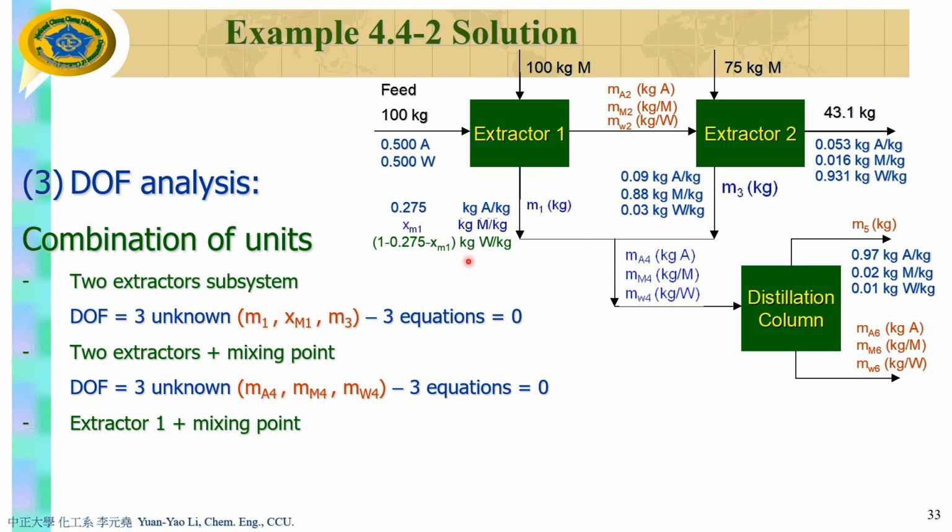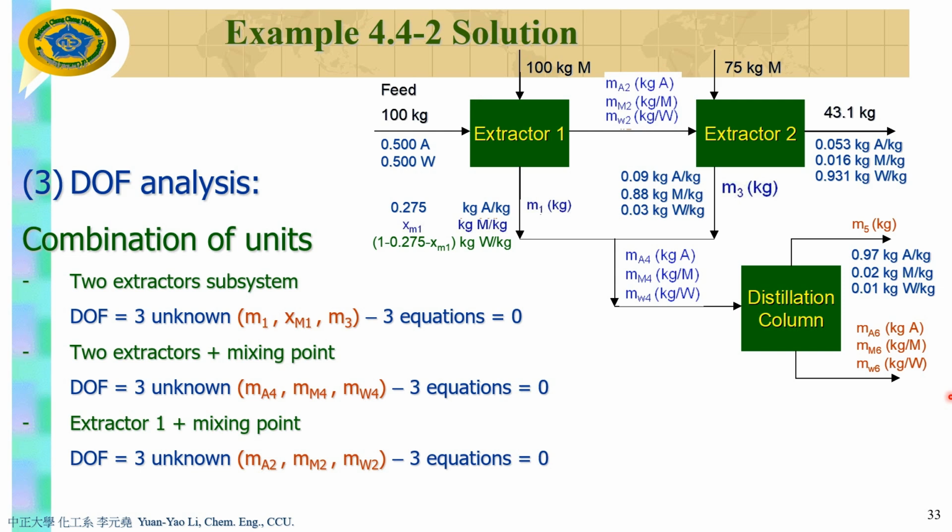And please tell me how many input streams, 2 input streams. How many output streams? 2 output streams, right? This one and this one, because this is the mixing point and the extractor number 1. Okay? So you have 3 unknowns here, and then 3 equations. Yes, you can get the answer of these 3. This is for DOF analysis.